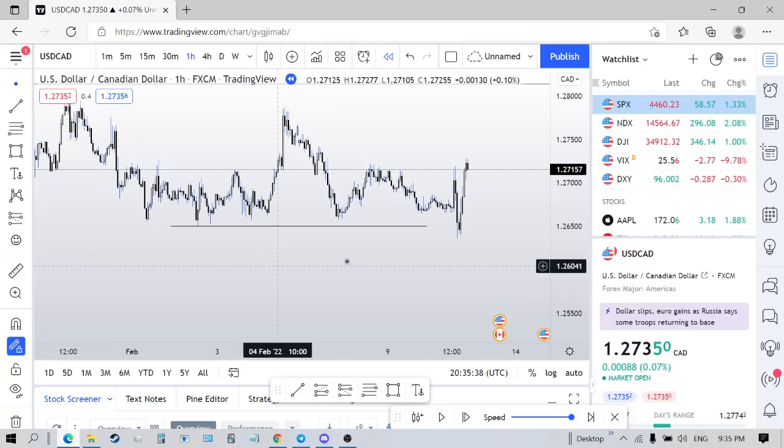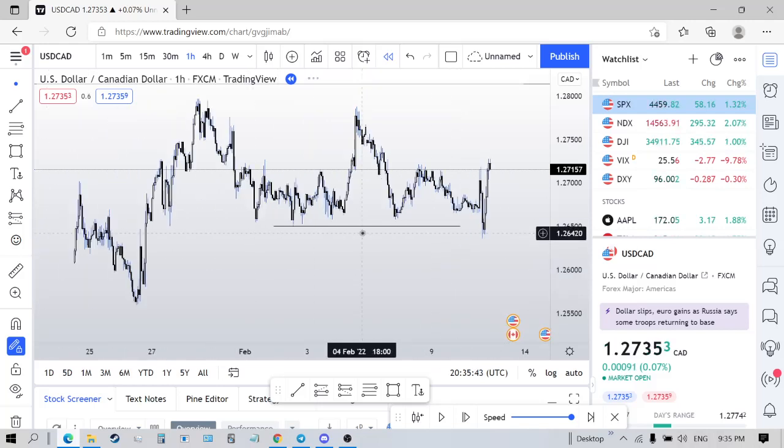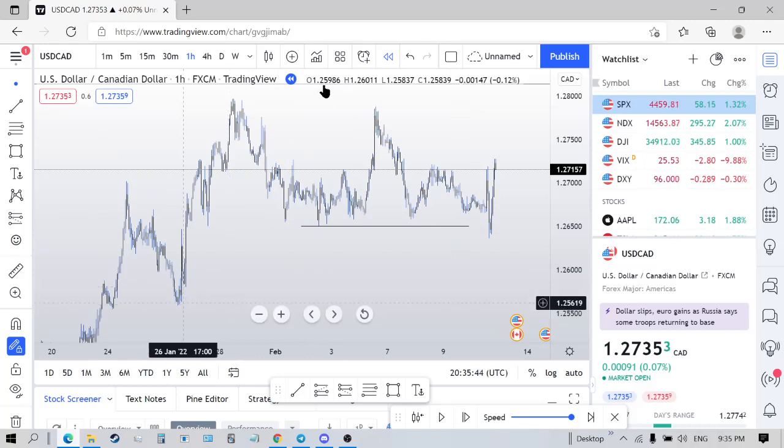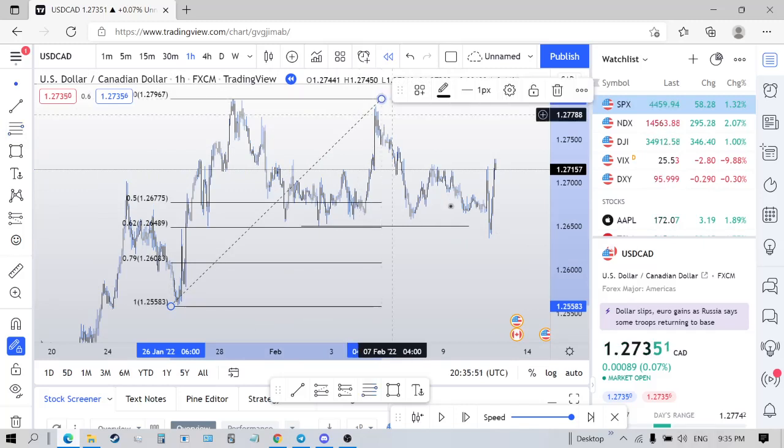Okay, so you can see price manipulated and took liquidity. We're inside of a discount from this low to this high. If you draw your fib from this low to this high, you can see that we came below the 50 and we came to OTE as well, which is the 62 and 79%.